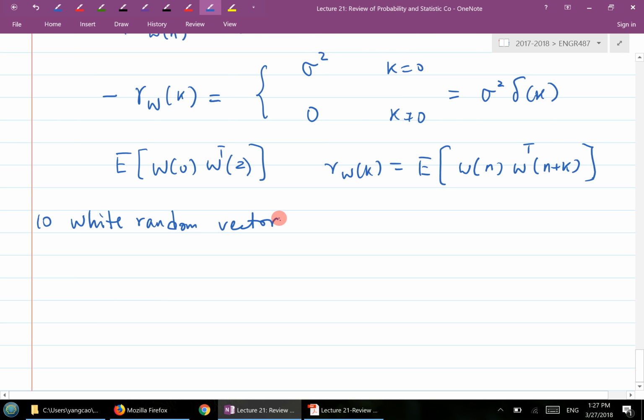It's a white random vector. So what does that mean? Basically, we define a vector, which is a random vector here, and this vector contains n random variables.